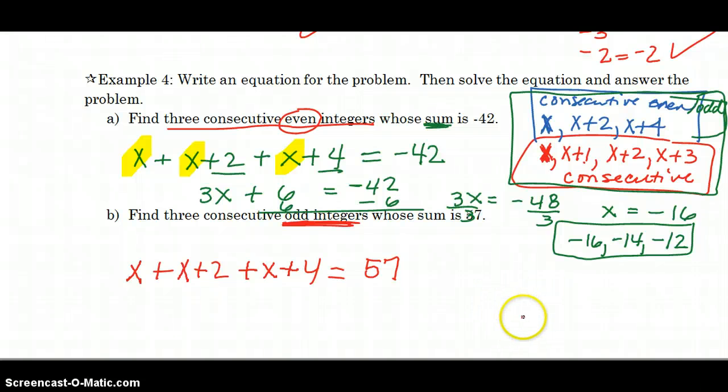So be careful, and here's a little joke to end the day. What did 0 say to 8? Do you know the answer to that one? See if you know. 0 and 8, they were talking. What did 0 say to 8?